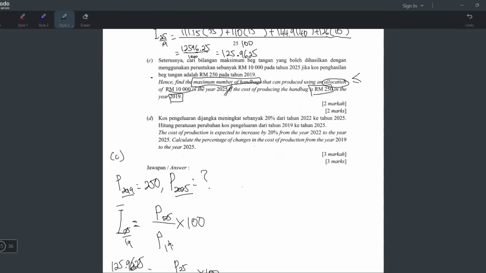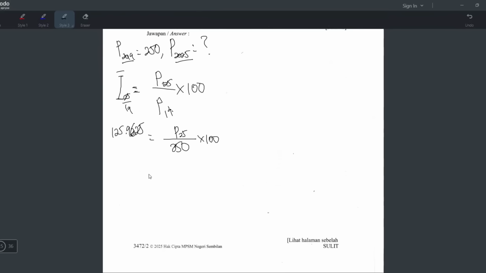So it's 125.9625. Now I can find the price of the handbag. Actually, it's the cost. Yeah, cost. Okay, 125.9625 divide 100 times 250. So you get 314.91. 314.91. Okay, let me just check with my calculator. 9625 divide 100 times 250. Yeah. Why different?